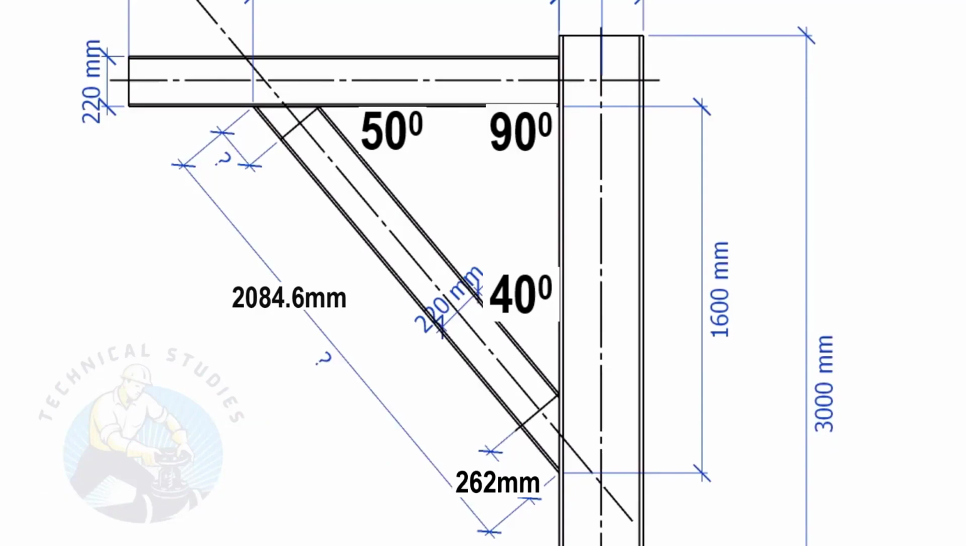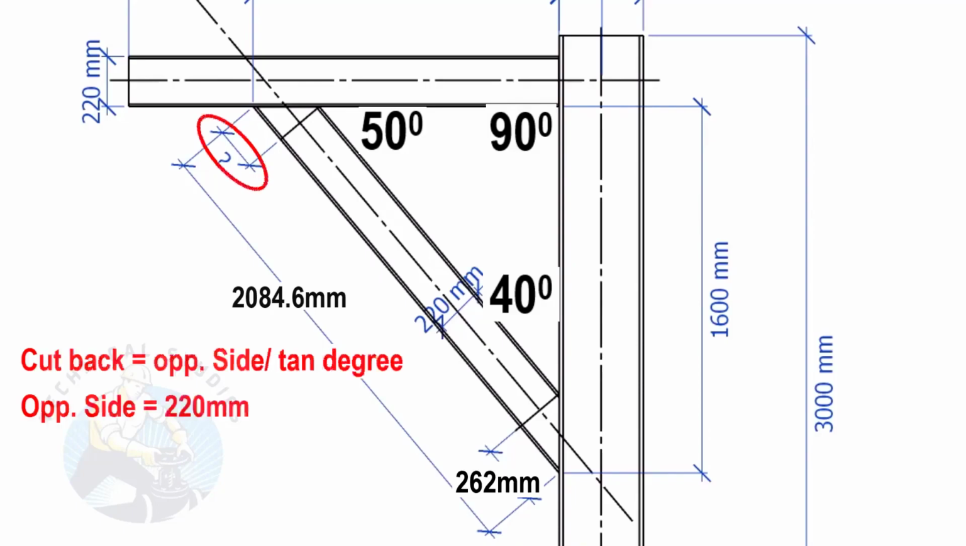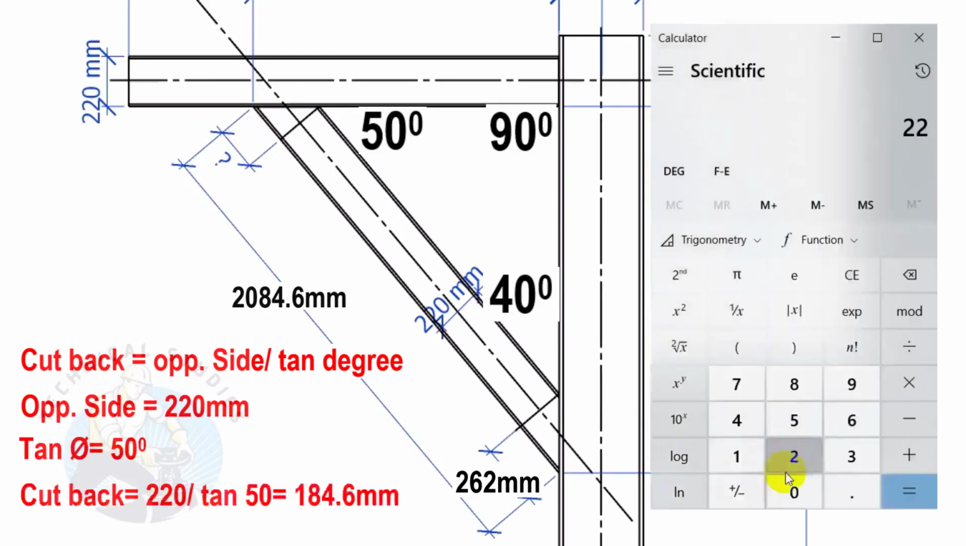Apply the same formula to calculate this cutback. Here, the opposite side is 220 millimeters, and the tan angle is 50 degrees. Cutback equals 184.6 millimeters.